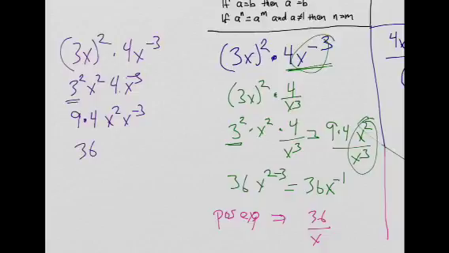And here I'm multiplying again. So when I multiply, I add. I'm going to add a 2 to a negative 3. So I'm going to say 2 plus negative 3 is negative 1.